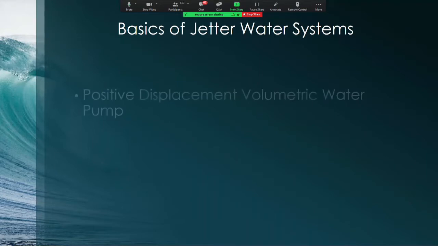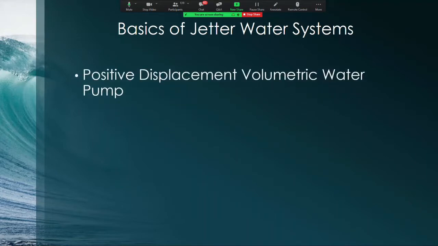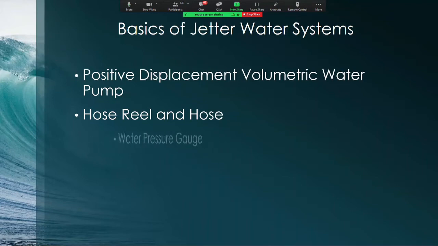So if you'll allow me to, we're going to talk about the positive displacement volumetric water pump, or the water pump if you prefer. Hose reels and hoses, always important: how much hose I have on the truck, how long the hose is, and things along those lines. And then the next item up, of course, would be the pressure gauge. We're going to have a discussion on that in a little bit, and you might be a little surprised by some of the comments I'll make regarding how that provides information to the operator.